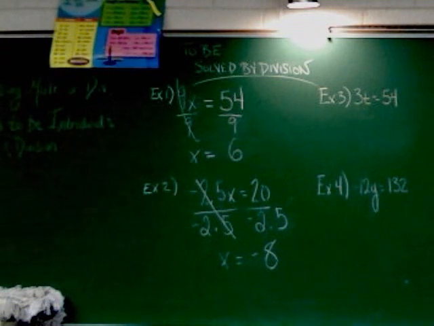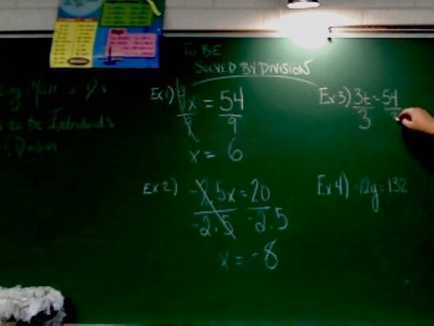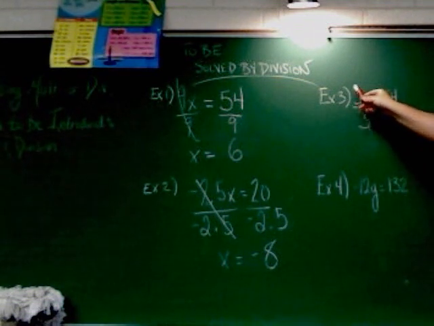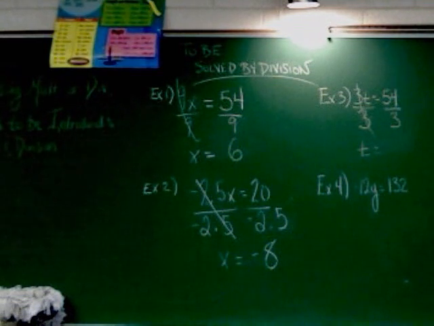Okay, example 3. 3t equals 54, or 3 times t equals 54. How am I going to go about solving this problem? Elaine? Divide by 3. Divide by 3 on both sides of the equal sign. Again, my 3s cancel out, and I'll have t equals, now I've got to do 54 divided by 3. 54 divided by 3, anybody? 18. There you go. Thank you.